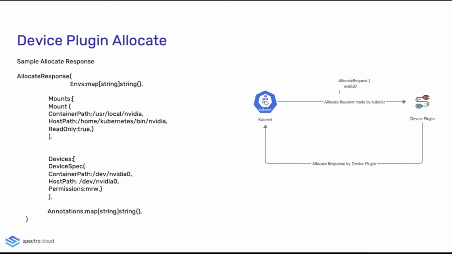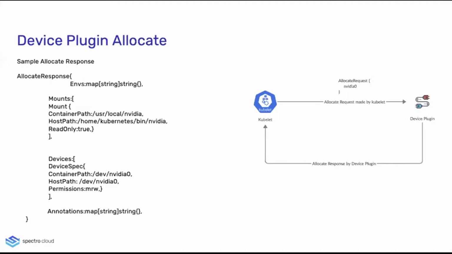The device plugin also publishes all the responses related to a device: where the device is located on the host, where it is going to be mounted on the container, and the necessary permissions related to it. Additional information such as annotations can also be passed in the response. Then kubelet, once it gets this response, can use this information to populate the pod.